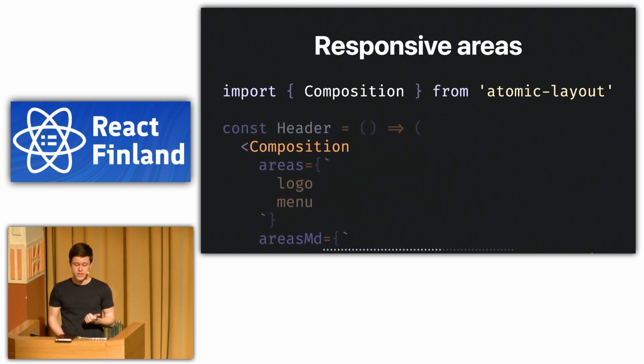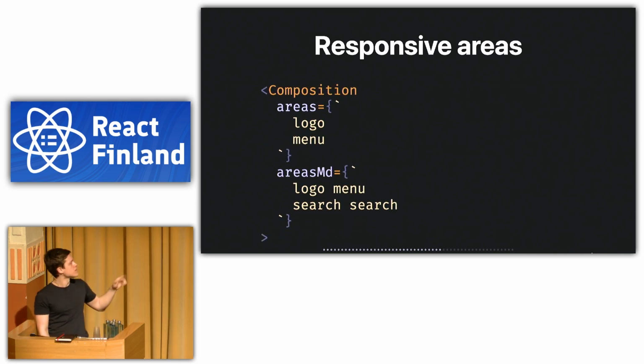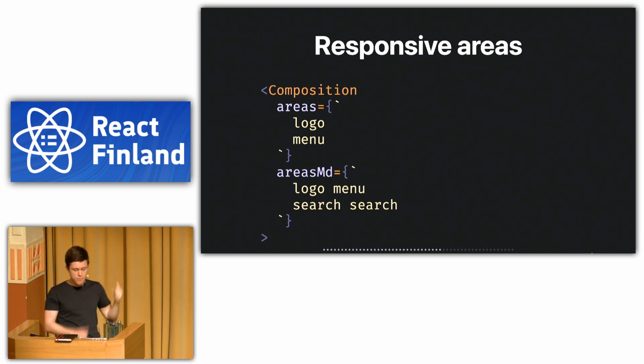The second way to render things based on condition would be using responsive areas. So we have a composition here. And remember that responsive props feature? So we can use it here. We can specify the mobile layout, for example, of logo and menu. And then we can specify areas MD, so from medium breakpoint, to have 2 columns. And there is a new search section underneath.